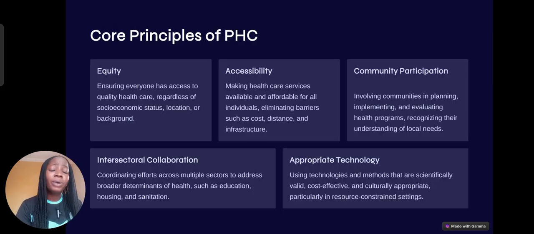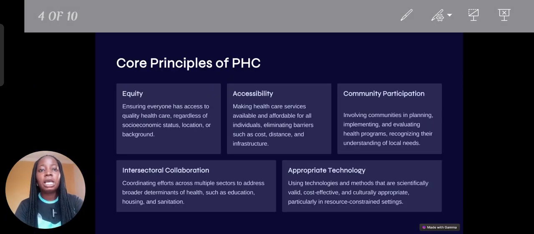Now, primary healthcare, like I said before, is guided by principles. And what are these principles? We have equity, we have accessibility, we have community participation, we have intersectoral collaboration, and we have appropriate technology. Now, let's look at the first one, which is equity.